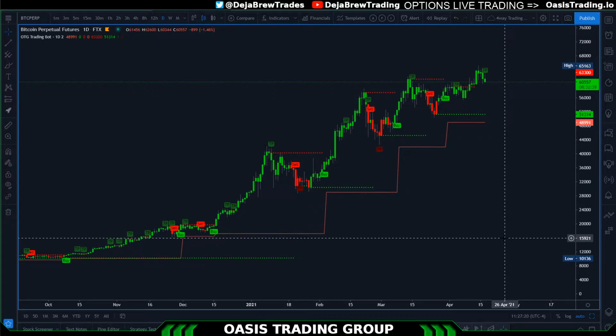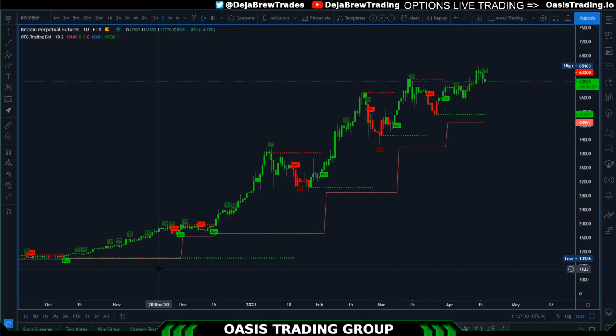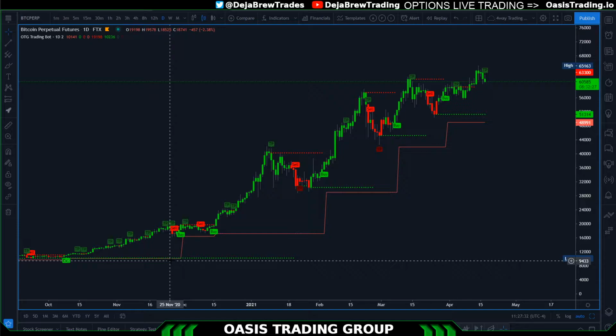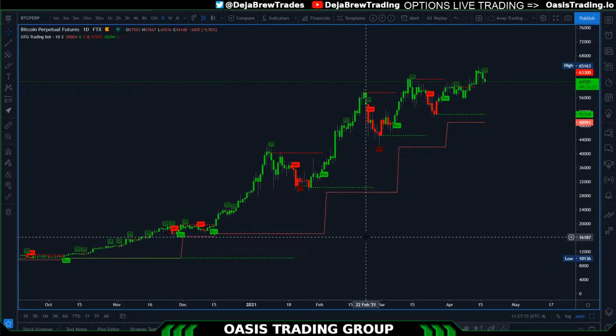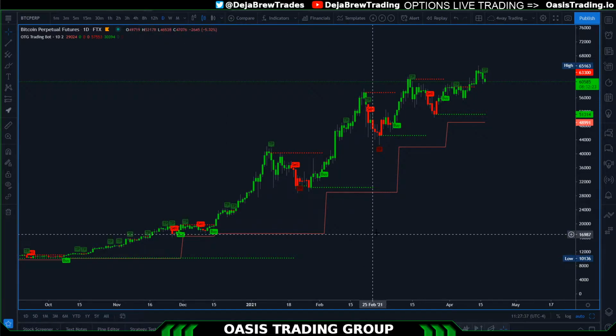Like I said, the bot is based on trending trades. So if it gets choppy, the bot is probably going to give you some small losses here and there with the buy and sell signals. But as you can see here on Bitcoin, when the trends are strong and go for a long time, the bot will try to keep you in the trade as long as it possibly can.